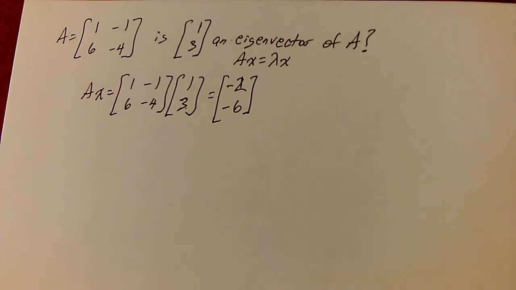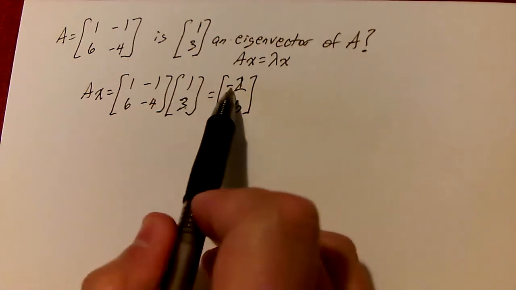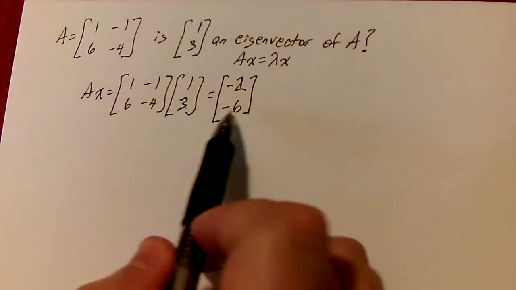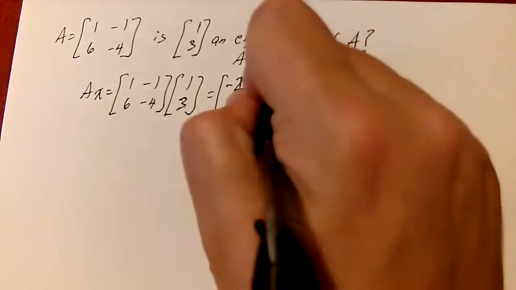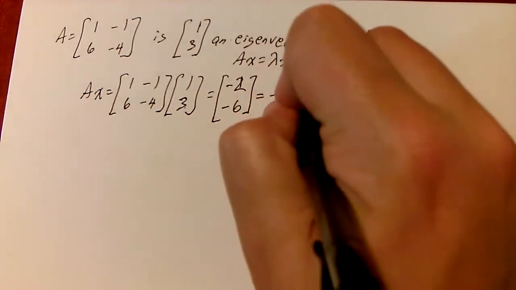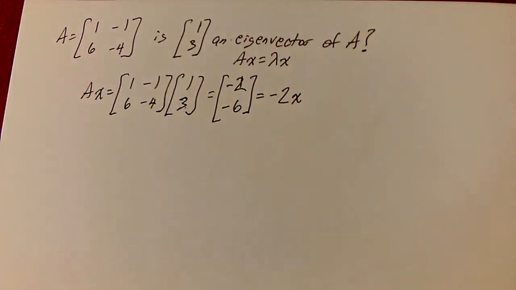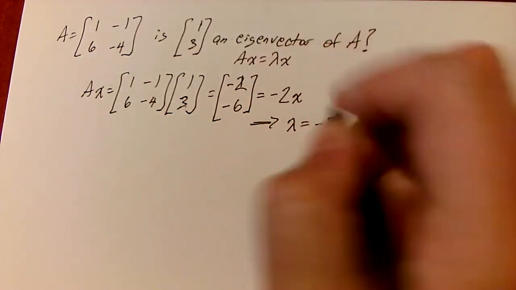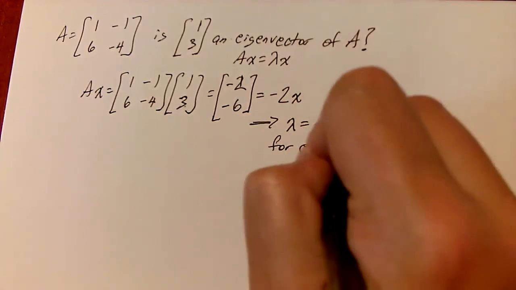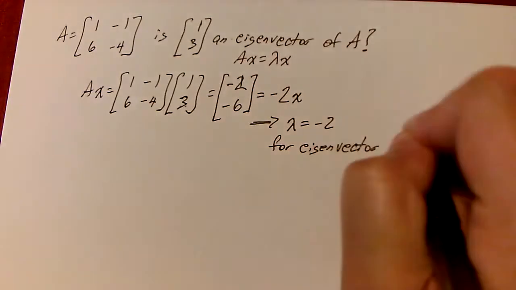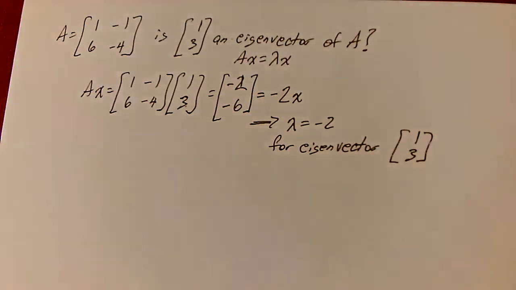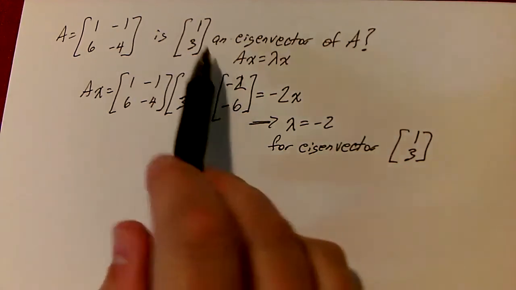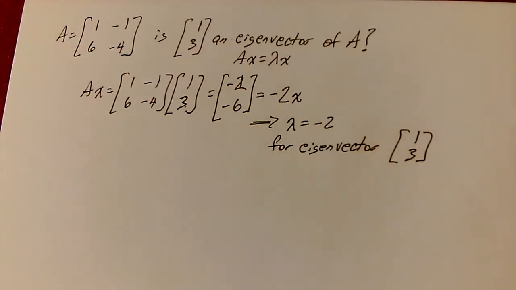So notice that the top coordinate is multiplied by negative 2, and the bottom coordinate is also multiplied by negative 2. So this relationship then is negative 2 times x. What this tells us is that lambda is equal to negative 2 for eigenvector (1, 3). So I do have an eigenvector there. Yes, this is an eigenvector. Its eigenvalue is negative 2.